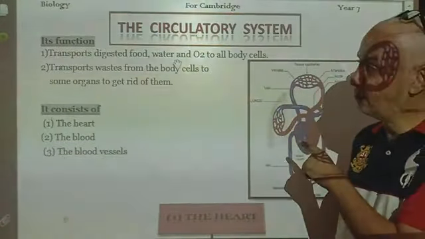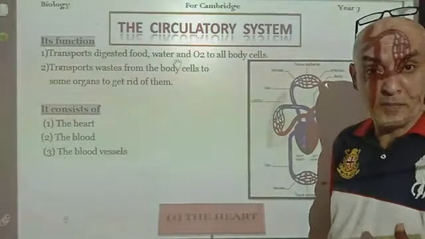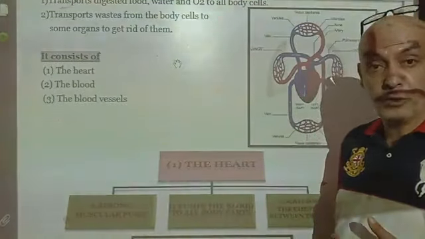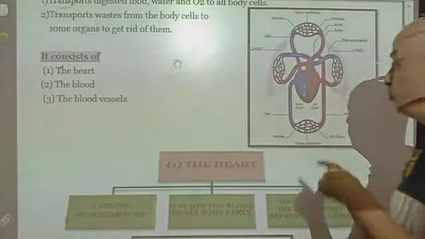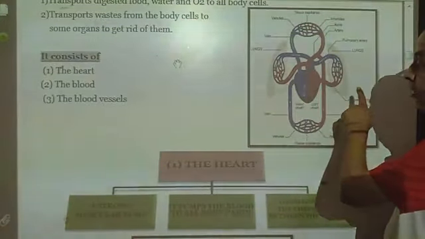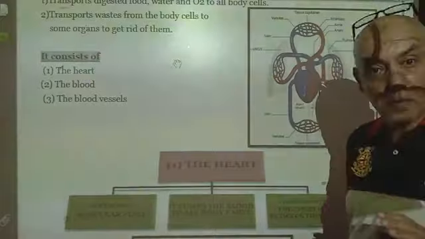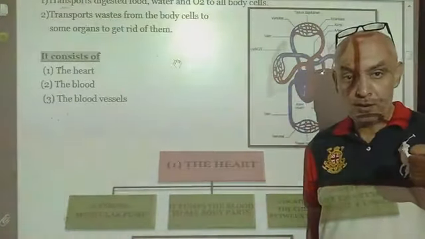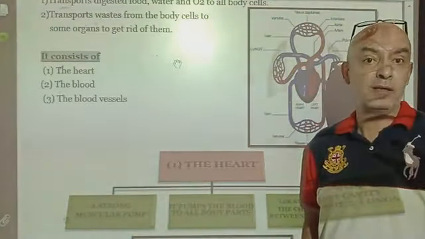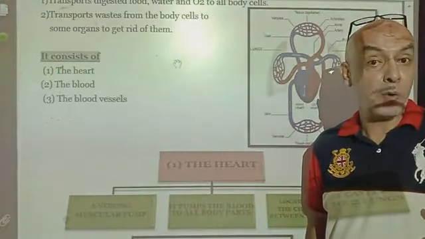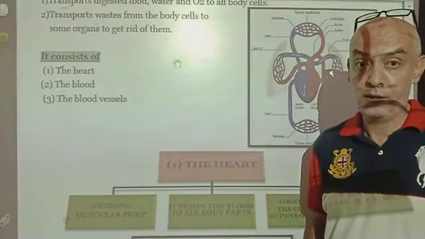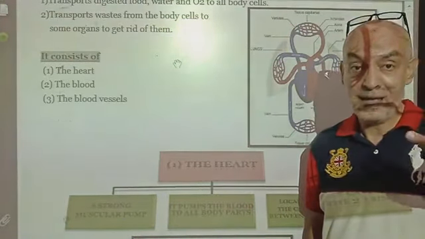The circulatory system consists of three main parts. Number one, your heart. Number two, blood vessels. Number three, blood. The heart, the blood, and the blood vessels. These are the main components of your circulatory system.